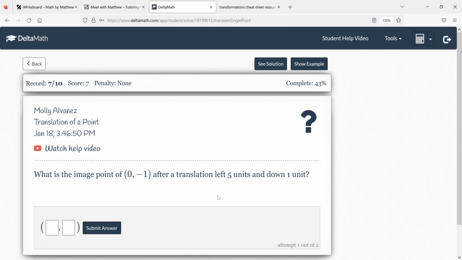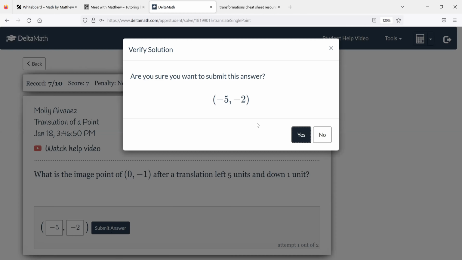Let's keep going here. Left 5. So you're going to subtract 5 from 0. -5. Good. And then the next one is down 1. You're going to subtract 1 from -1. 0. So you're going down, or down 2 is the other. Yeah, -2. It's easy to get those going the other way.